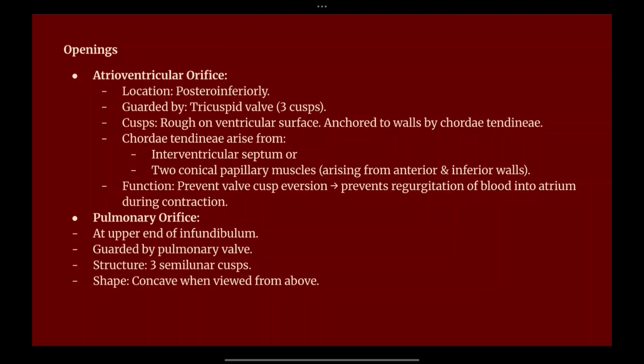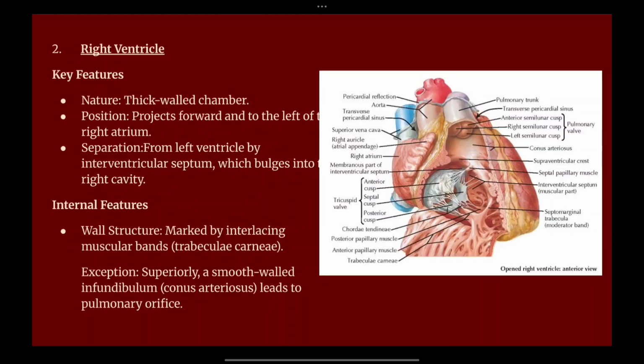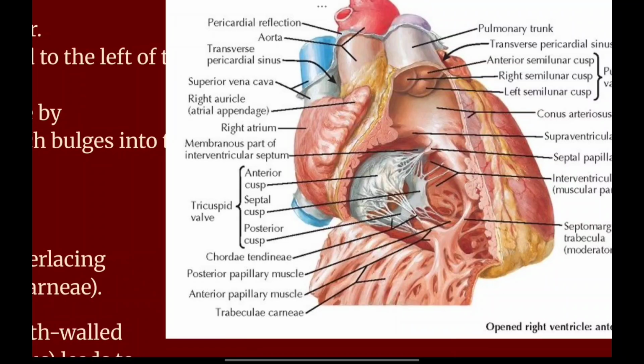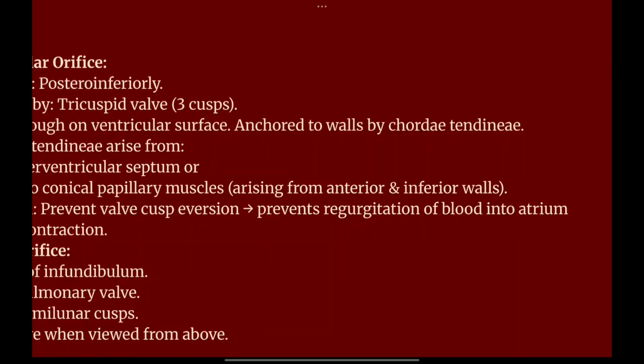The function of the atrioventricular orifice is to prevent valve cusp eversion, preventing the regurgitation of blood from the right atrium during contraction. What is the work of this valve? It allows the flow of blood from the right atrium into the right ventricle and stops the backflow of blood from the right ventricle to the right atrium. So it is stopping the regurgitation that would happen inside the heart. That is the work of the tricuspid valve, or the atrioventricular orifice valves.